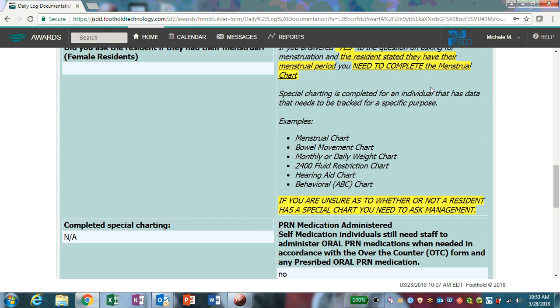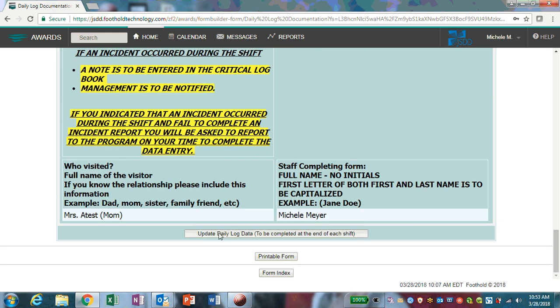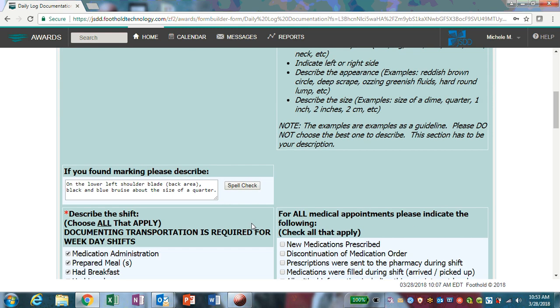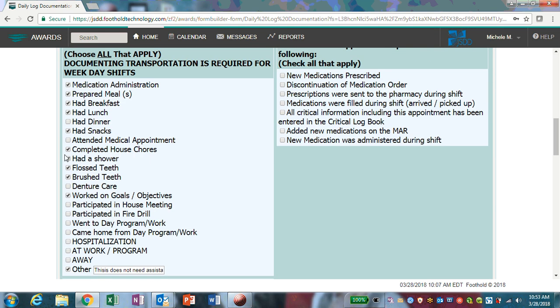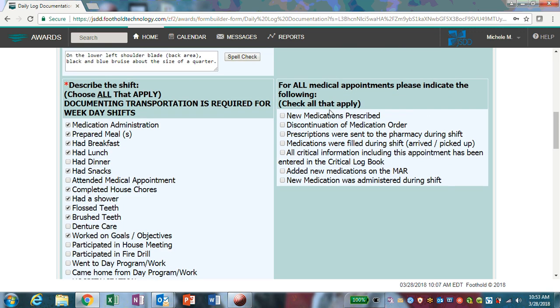One thing I did not note here, going back into data entry: had I attended a medical appointment, this section becomes required. If I select attended, I have to fill something out here. If I don't select attended, I can still fill something out here that may be important.